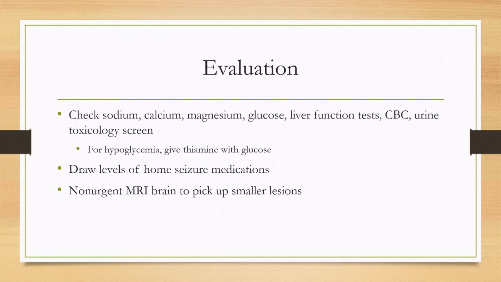The levels of any home seizure medications can be drawn to see if the seizure happened due to medication noncompliance, or if the patient is actually having status epilepticus on top of their pre-existing epilepsy while being therapeutic on their medications, which may require an increase in their home medications. A non-urgent MRI brain can be done later on to pick up smaller lesions.